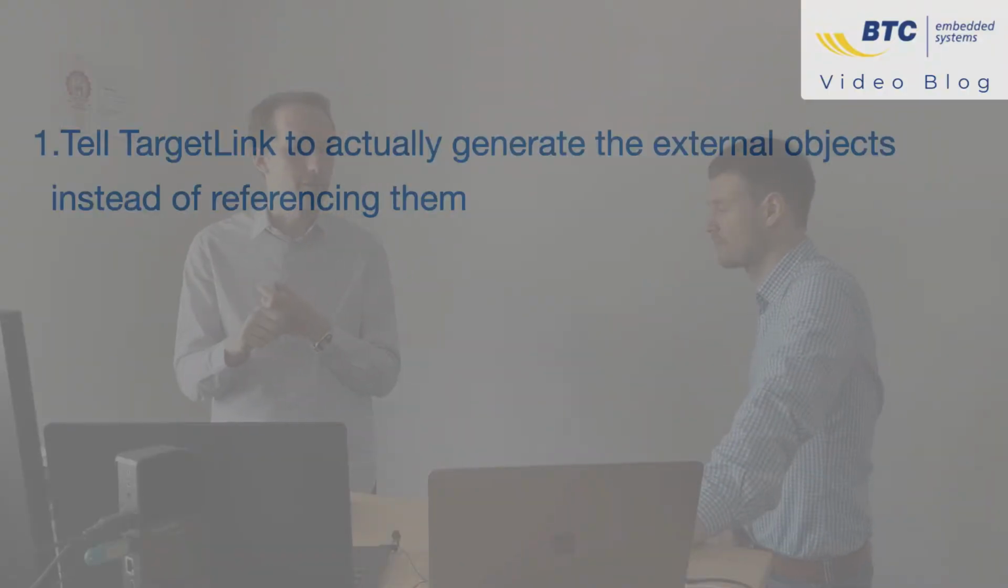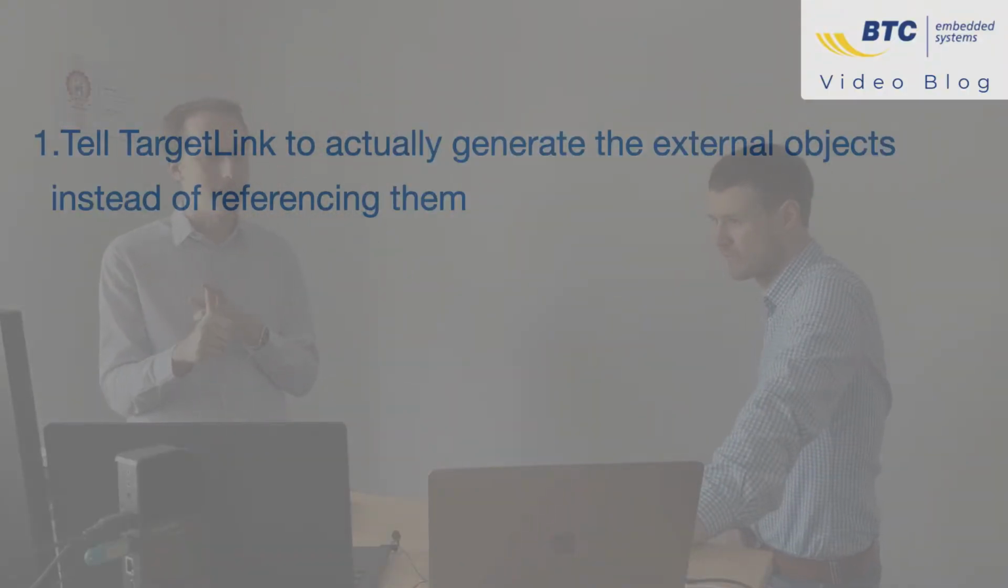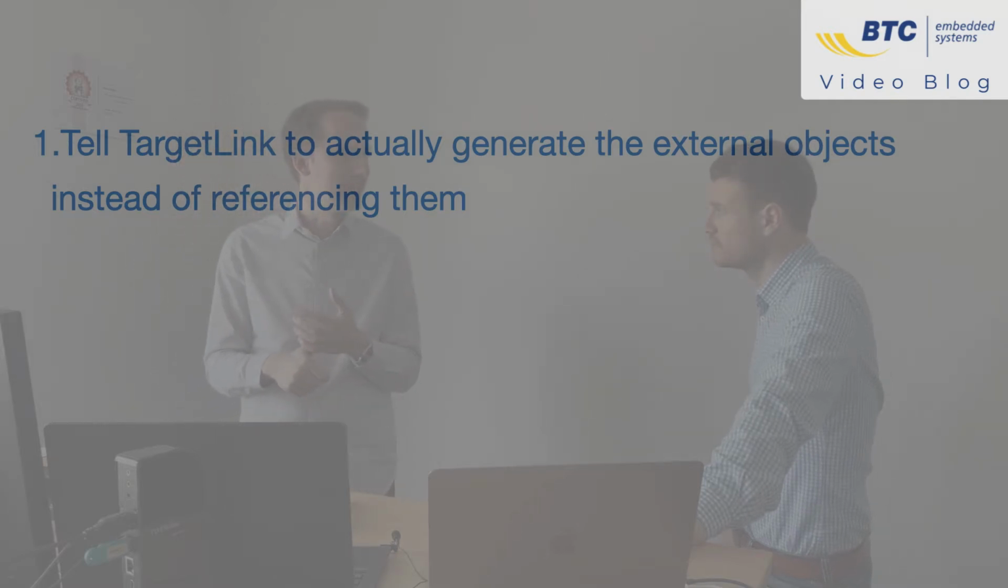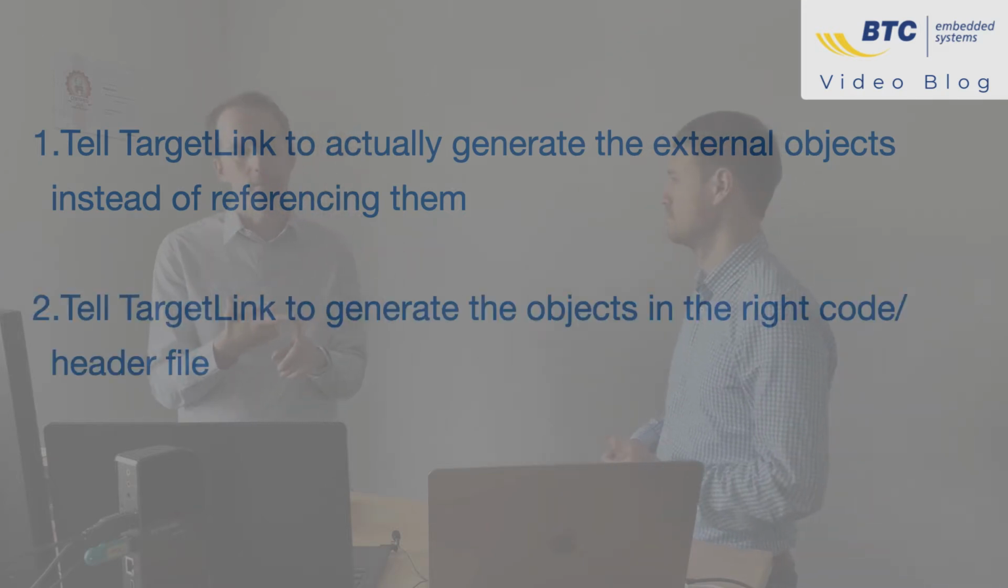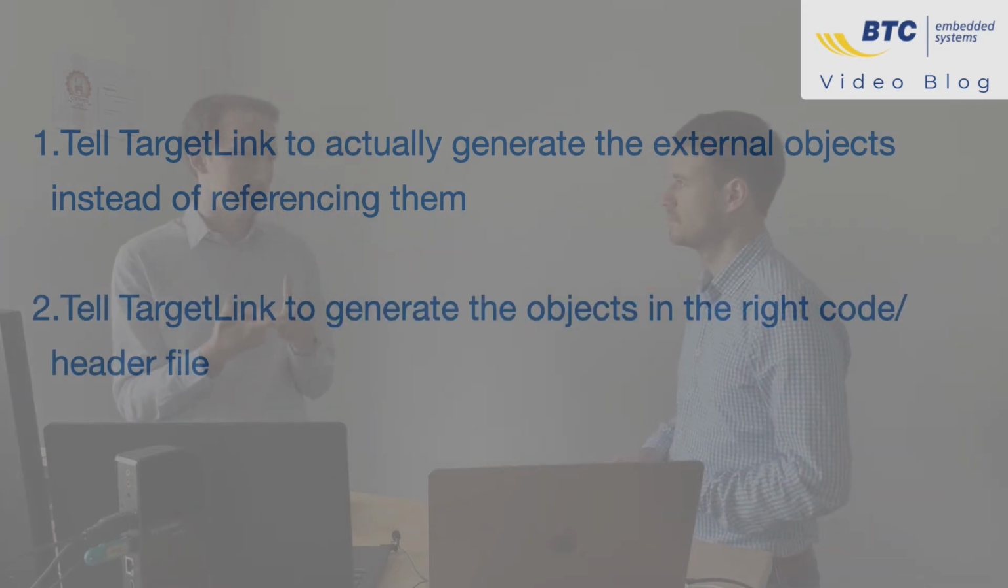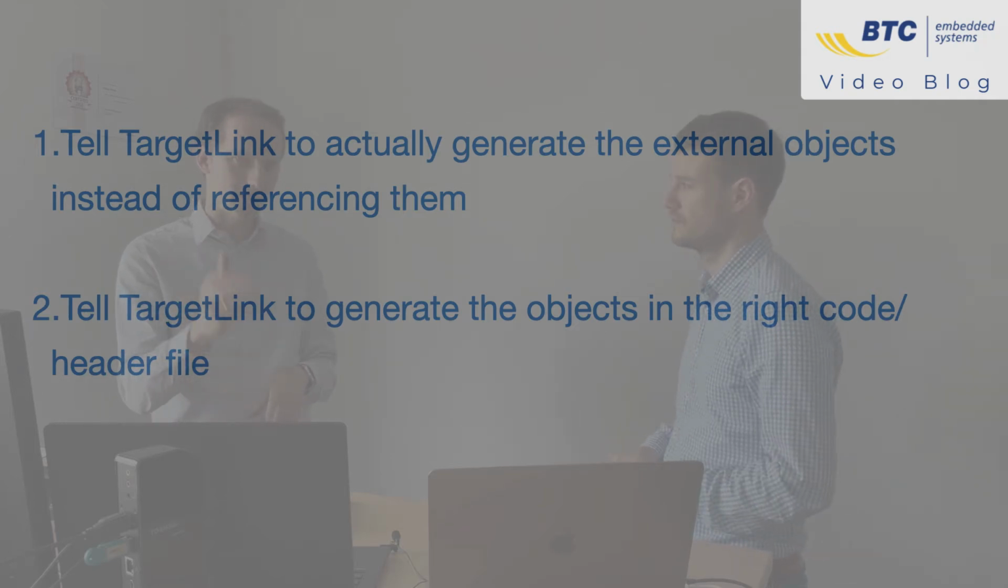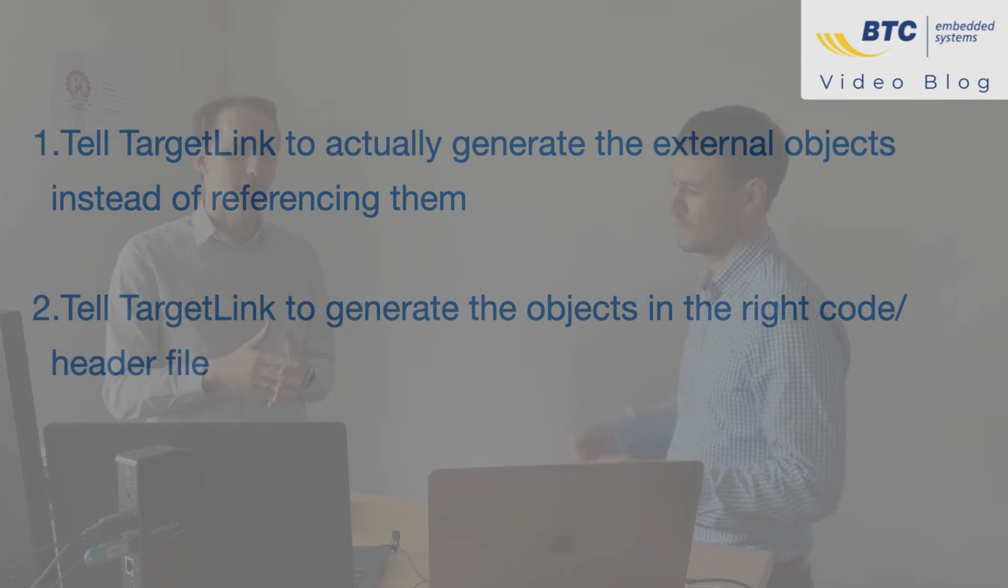When we talk about TargetLink, we can basically achieve this stubbing result with a simple three-step process. First of all, we have to make sure that TargetLink actually generates the implementation for these objects, data types, and variables, by getting rid of the external property. Okay. Then, if we generate them, we need to make sure that TargetLink generates them in the proper C and header files with the right name, ideally with the name that the external file would have in the end, because then the includes are correctly generated.